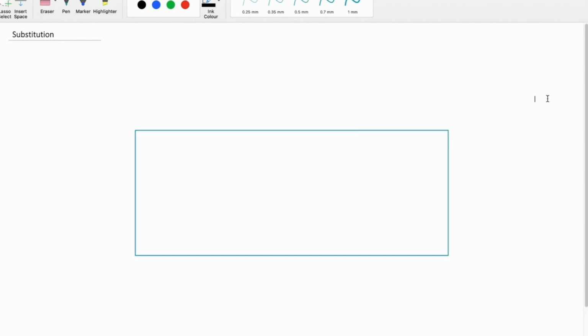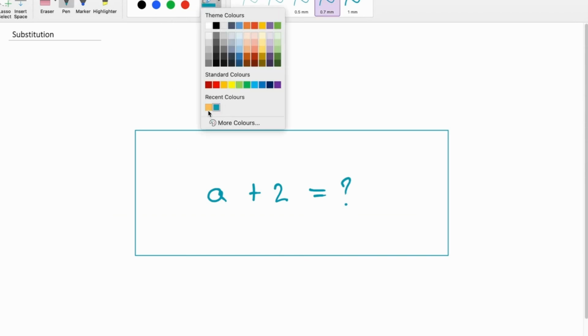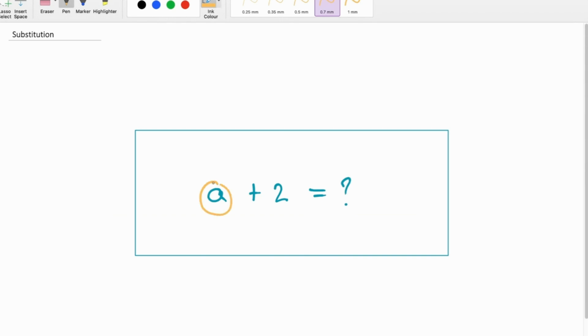So if I was to use an example, let's say our field has the equation a plus 2 equals question mark. Okay, that's our field. Now let's say our player in this case is the variable, so that is A. And finally, we have subs sitting on the bench, and let's say they are our numbers. In this case, A is equal to 4.